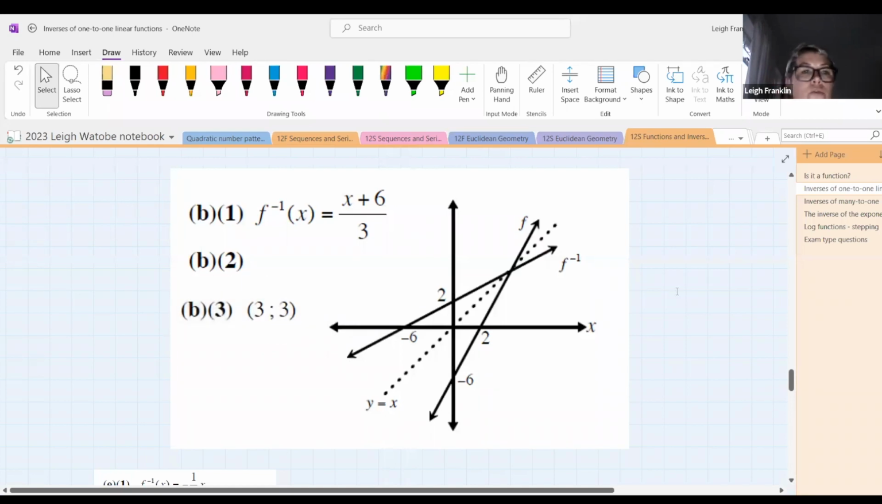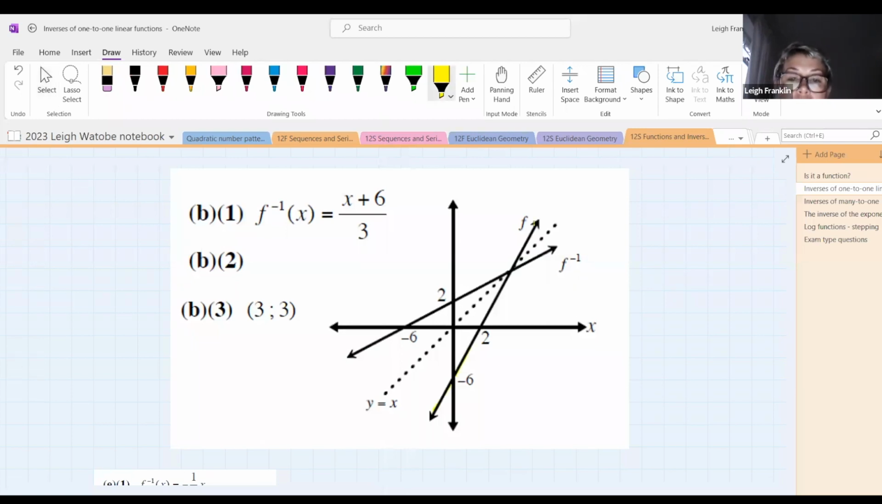Your original function, Katlego, I will take your question now, no problem. There's your original function, with its y and x-intercepts. Here is your inverse function over there, in green. And again, here is your line y equals x, your line of reflection. Okay, Katlego, what was your question?